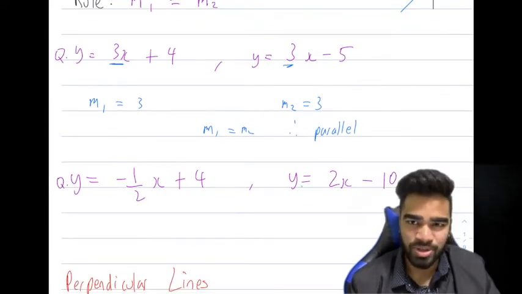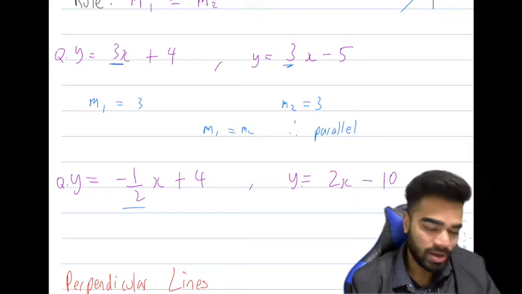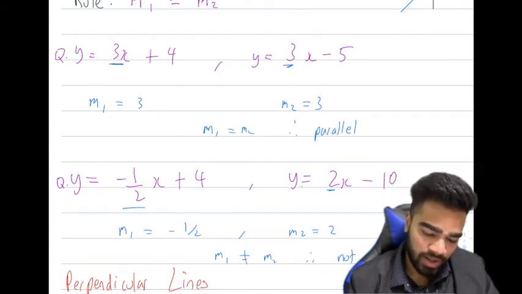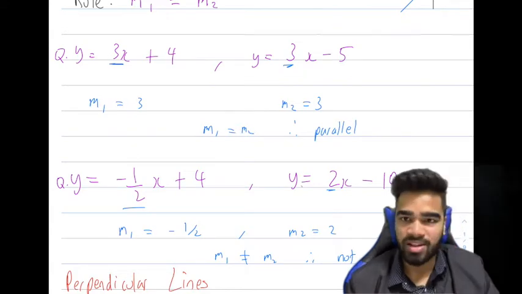I think you should be able to tell the gradient straight away, but I'll do it. The gradient of the first line, m1, is equal to negative 1 over 2. And m2, the gradient of this one, is 2. Obviously we can easily see m1 is not equal to m2, therefore not parallel. Parallel lines, really simple.